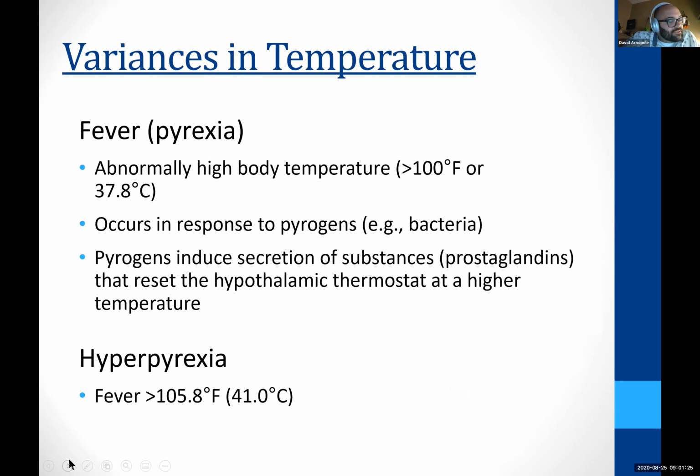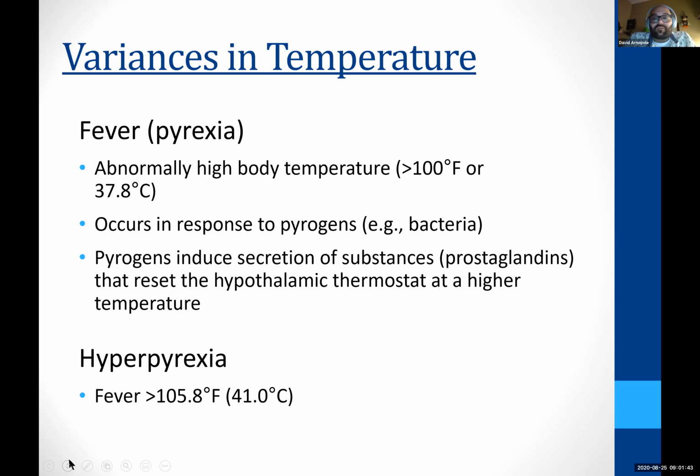All right, variances in temperature. So I love words. I love the Latin base, the Greek base. It helps so much when you get into nursing school. If you haven't had it, that's okay, because I'm about to crash course you. Pyrexia. High temp, that's what it means. Pyre is fire or high.